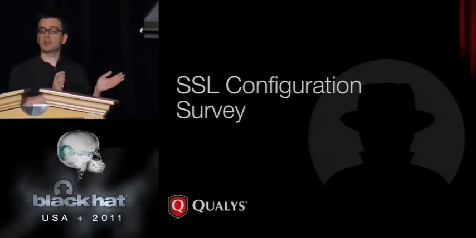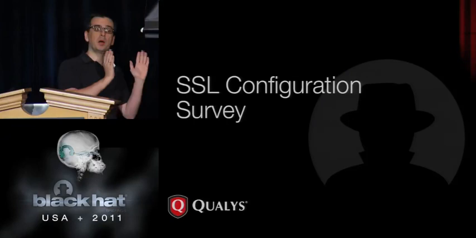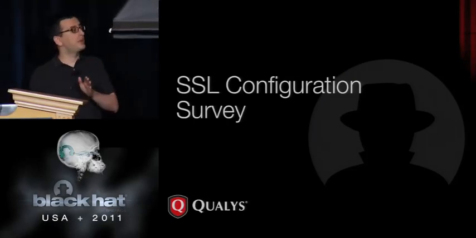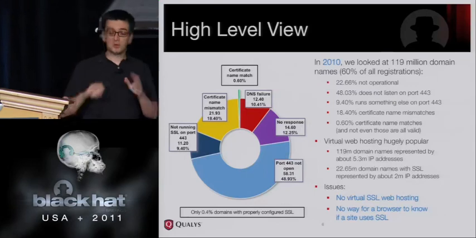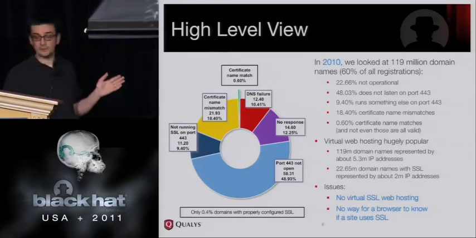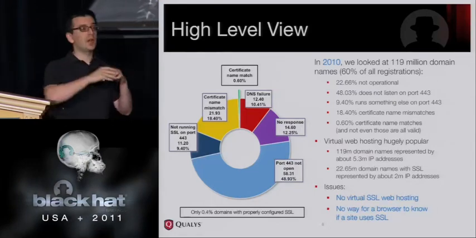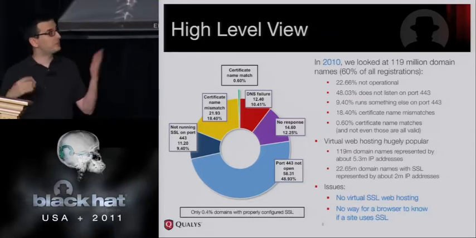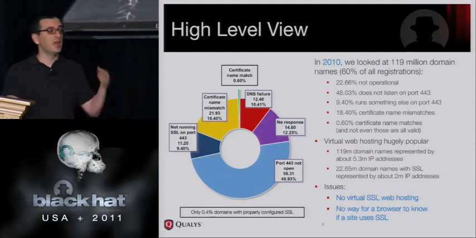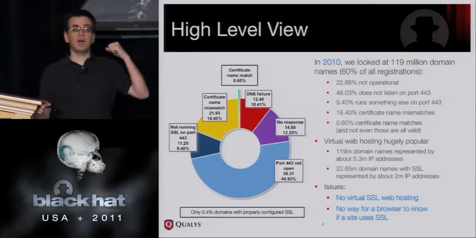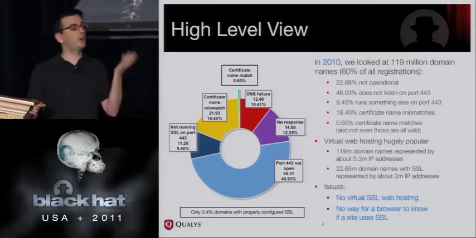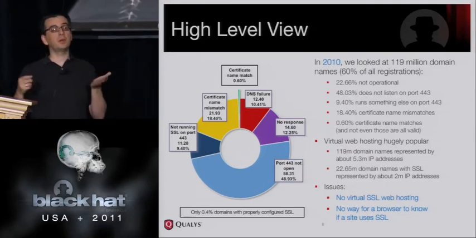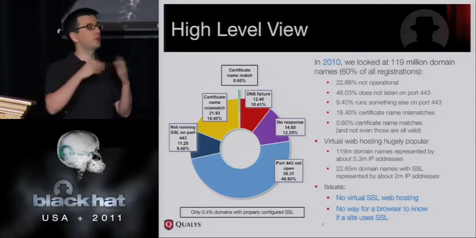I have two parts. The first part is going to be about SSL configuration, and the second part is going to be about impedance mismatch issues. First of all, here's a high-level view of when we scanned those 120 million domain names looking for SSL servers. Here's the pie chart that will give you the results, and I'll tell you the final result. We discovered that only 0.4% of all domain names actually had a properly configured SSL server with the proper certificate.